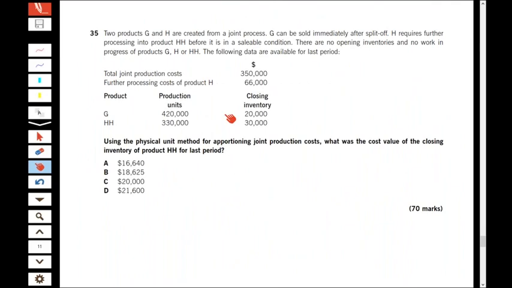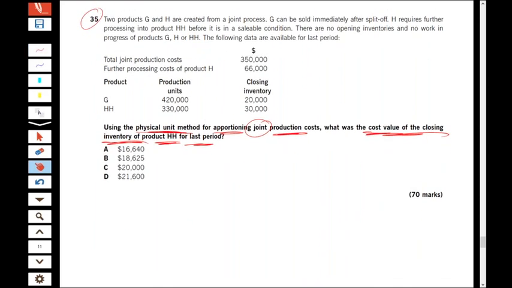Number 35. Using a physical unit method for apportioning joint production cost, what was the cost value of closing inventory of HH for the last period? Closing inventory for HH for the last period. Just read out the question, hurry up students.